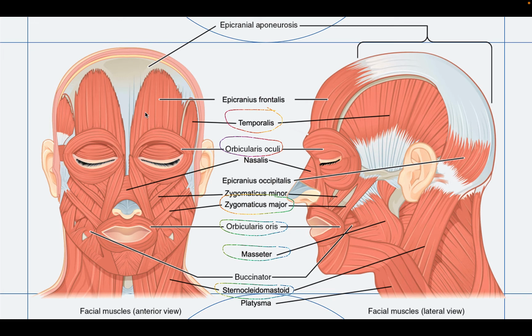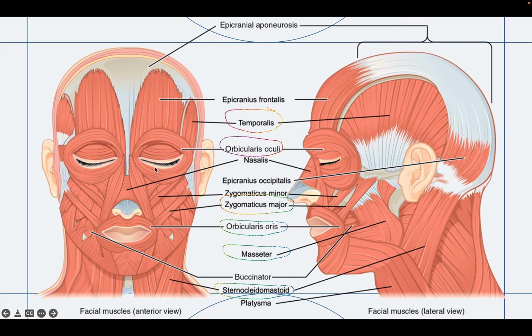Then we have the orbicularis oculi. This one, you just got to look for oculi. When you think of oculi, think of eye, orbicularis, orbital, surrounding it. So it's going to surround the eye. All right, so this is a muscle that surrounds the eye to help close your eye.